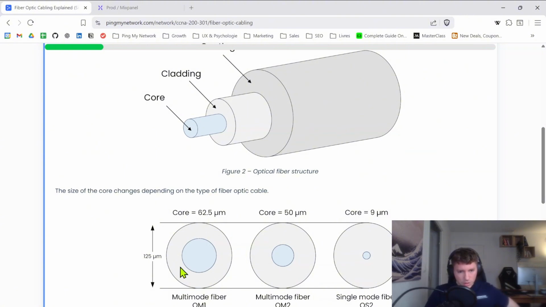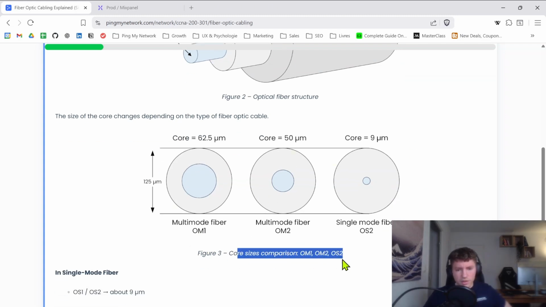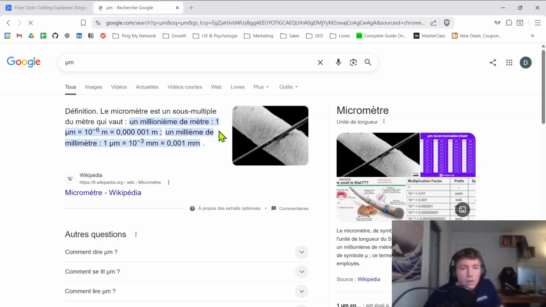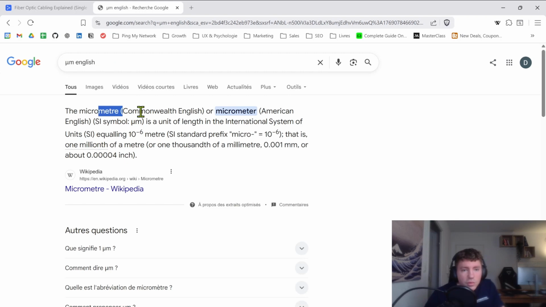Okay, so OM1, OM2, OS2. Core size comparison. Core 62.5 micrometer, 50, 9 micrometer. It is micrometer, I think. Yeah, I'm French. Micrometer. Okay.